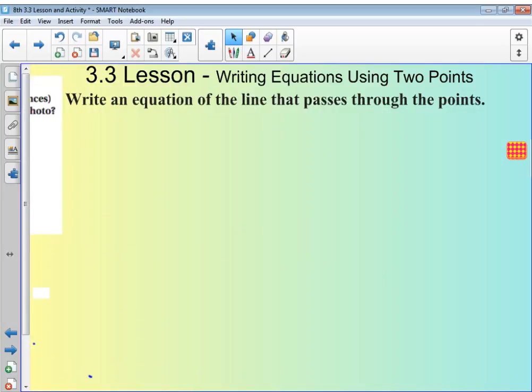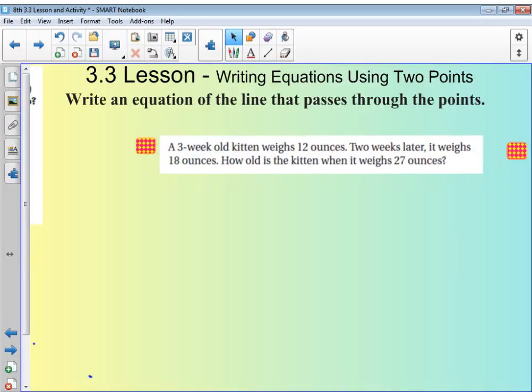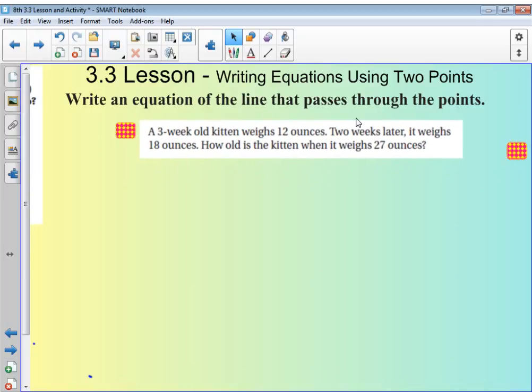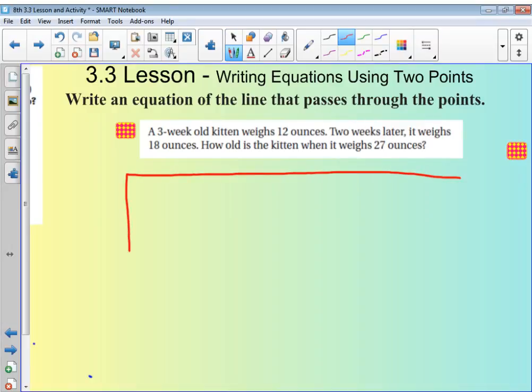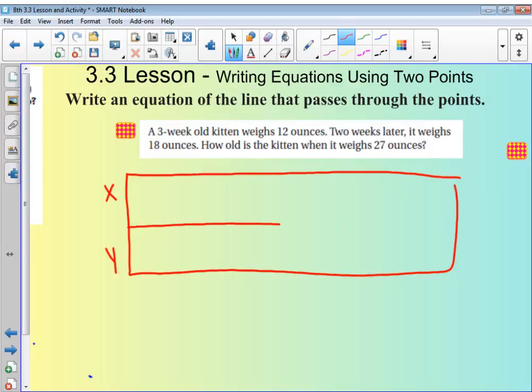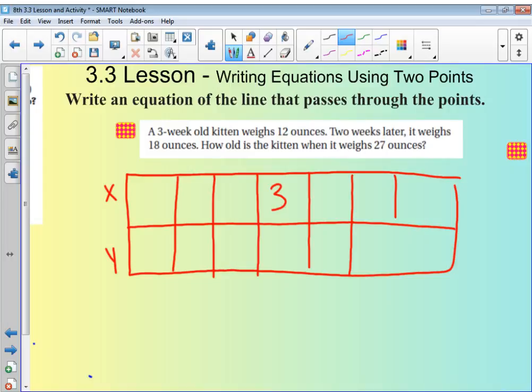Okay, so let's go ahead and look at this one. So we're back to that same scenario. It says a 3-week-old kitten weighs 12 ounces. So I'm going to draw a table. And our x's and our y's is usually how the tables are set up. And we said 3-week-old. And we have to remember that when we do our table, we always have to work back to the 0. So this would be 2 weeks, 1 week, 0 weeks. And at 3 weeks old, it was 12 ounces. Okay, so this is our ounces and this is our weeks.